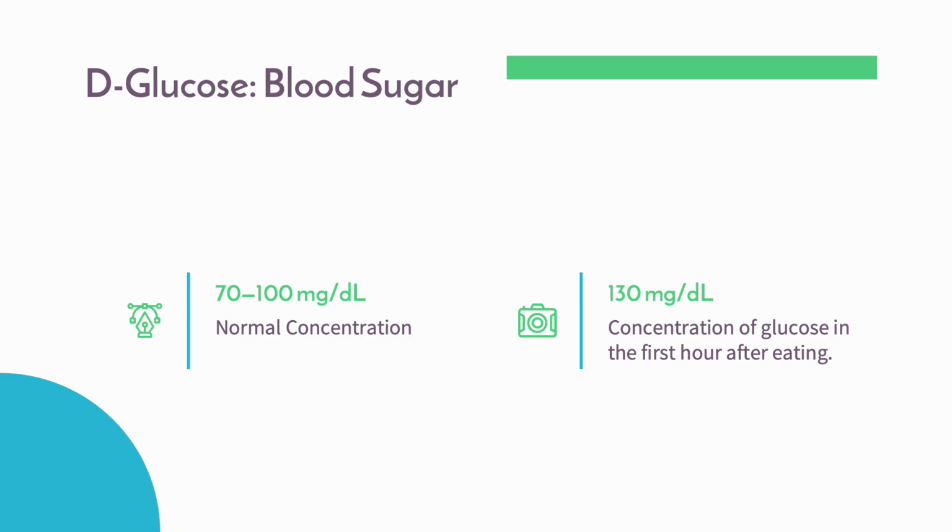D-glucose as a blood sugar. Actual glucose concentration in the blood is dependent on the time that has elapsed since the last meal was eaten. The normal concentration is about 70 to 100 milligrams per deciliter of blood, and it rises to about 130 milligrams per deciliter after the first hour of eating. The concentration will decrease over the next 2 to 3 hours, going back to the normal range.